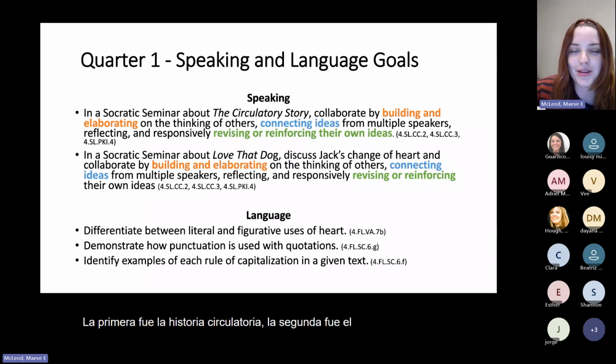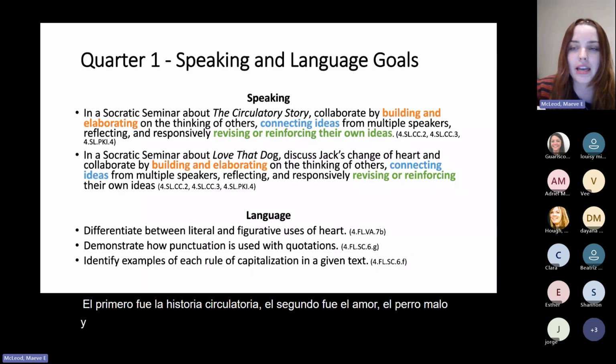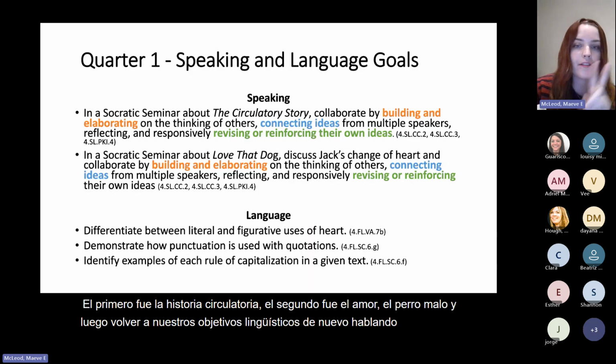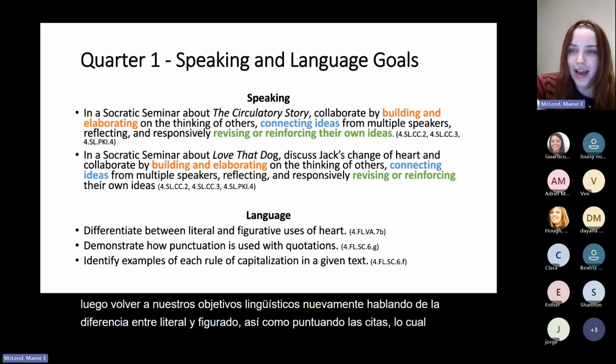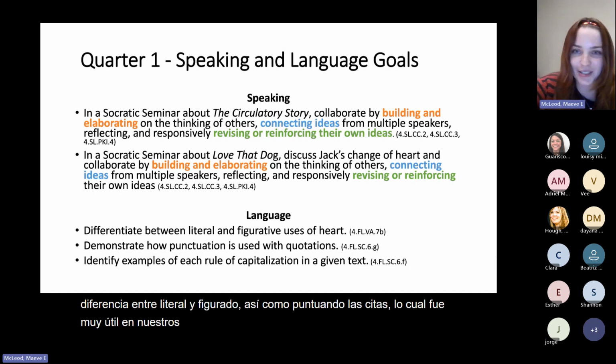And then going back to our language goals, again, talking about the difference between literal and figurative, as well as punctuating quotations, which was very helpful in our informative essays. So they all connect, all of our goals.